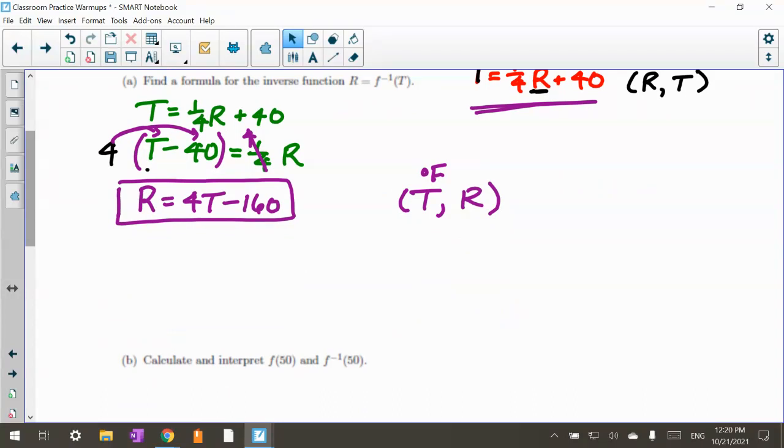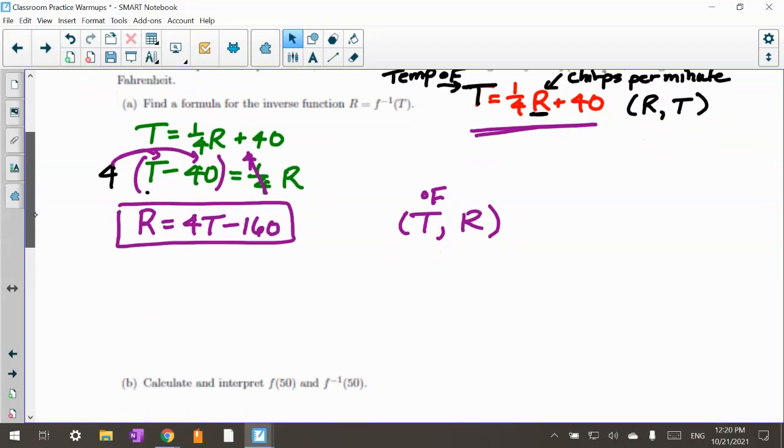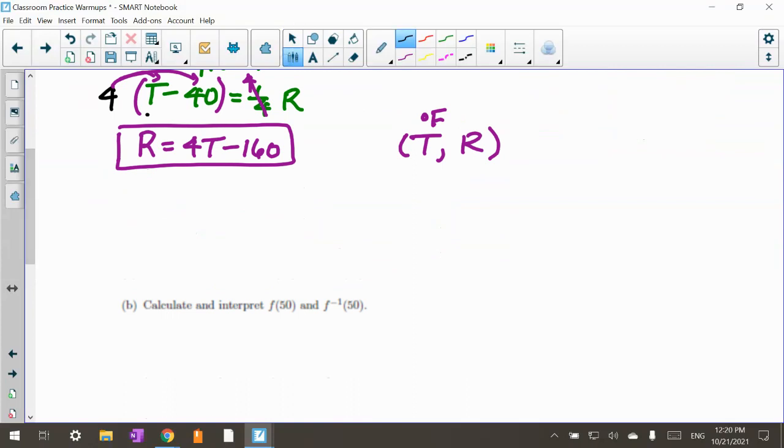Okay, so now they want us to calculate and interpret f of 50. So f of 50 would be my original function here. So I'm going to write the original down here again. So I've got T equals 1/4 R plus 40. Okay, now remember that R was the number of chirps.